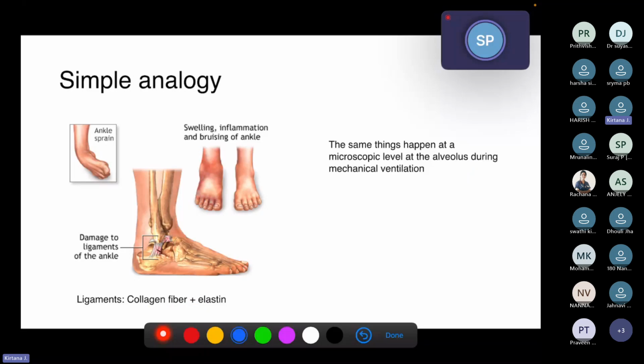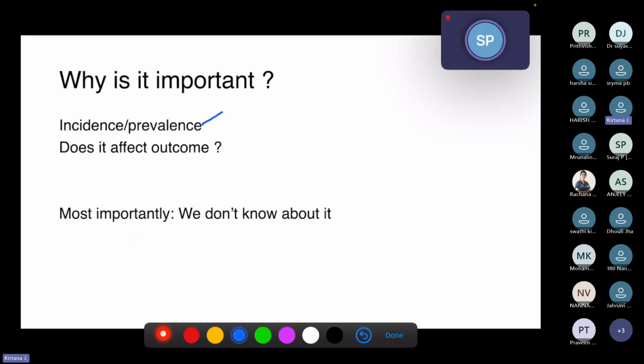Any topic becomes relevant once we know that it is widely prevalent, once we know that the disease or topic affects clinical outcomes like mortality, ventilator-free days, ICU length of stay, and most importantly, if we do not know about the topic. Fortunately, all three of these are relevant when we talk about ventilator-induced lung injury.